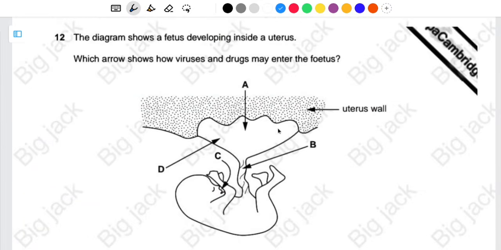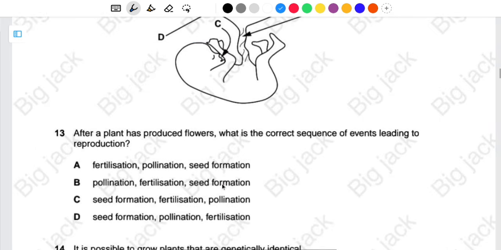And then this one is saying the diagram shows a fetus developing inside the uterus. Which arrow shows how viruses and drugs may enter the fetus? It can enter through the placenta and then travel through the umbilical cord into the baby.